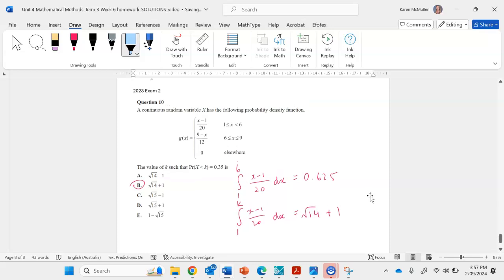And this one here, because we've got 2 functions, we've got this one and this one, and we want it to be 0.35. What I would do first of all is just have a look at the area for this first part function, and I get 0.625. So that means x less than k equal to 0.35 has to be within that first function. So that second one isn't important. But if it was equal to, say, 0.8, I would then have to use this second function, because obviously the area would be under that.